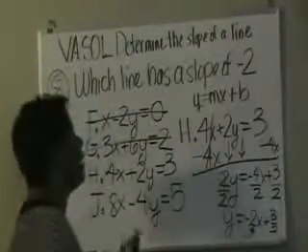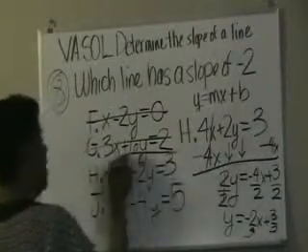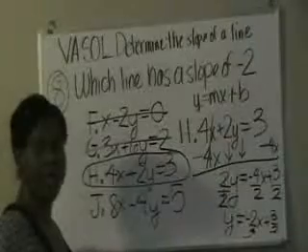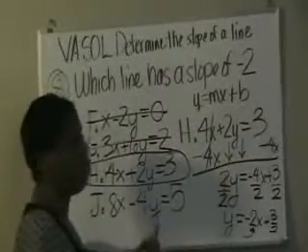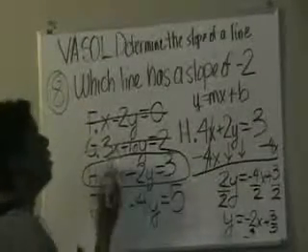Go back to the question. Which line has a slope of negative 2? This has a slope of negative 2. So that means that H is my answer, okay? So now you might want to practice some of these. Just make up some numbers and go through them, and then check with your teacher and see if you have the right answer. Look at the question, see what they're asking you.